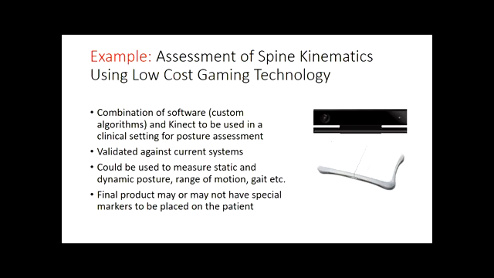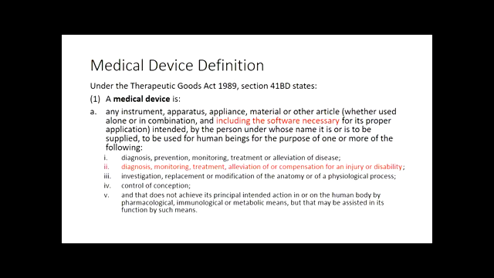So you could look at neurogenic walks. There are different gaits associated with different diseases. And this technology actually got validated against a current system. So you could look at static and dynamic posture, range of motion, gait, and so on. And they were thinking about having specific markers on the patient to improve the accuracy of this technology. So this actually exists. I knew the student who made it. So this does fit the definition of a medical device because it involves diagnosis, monitoring, treatment, alleviation, or compensation for an injury or disability. So it's monitoring disability, and you can also use it for diagnostic purposes.